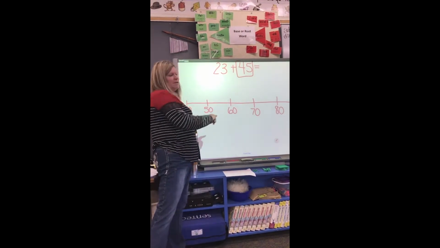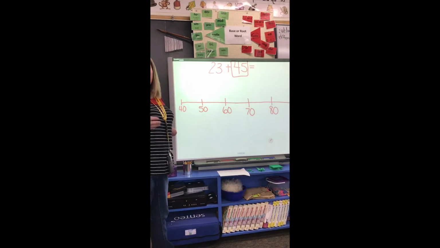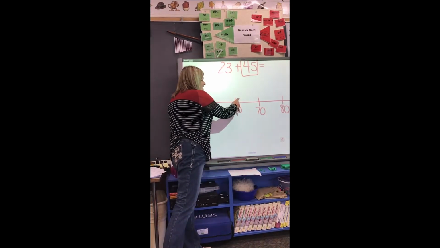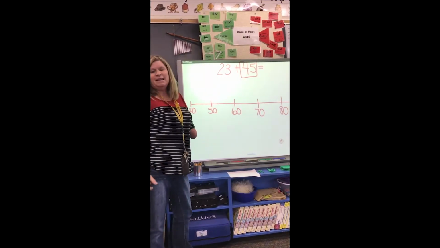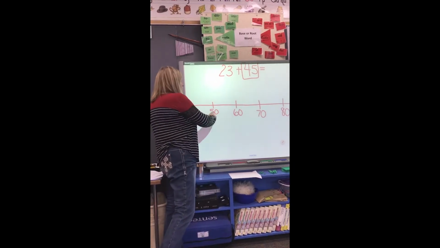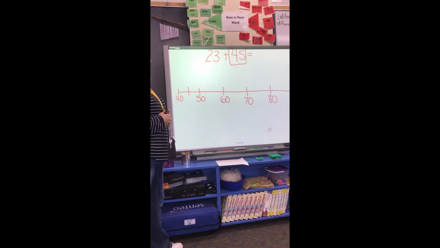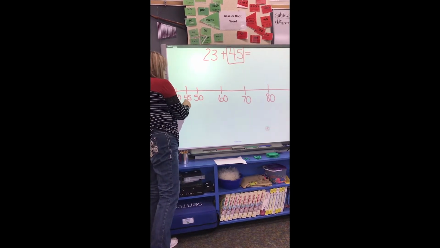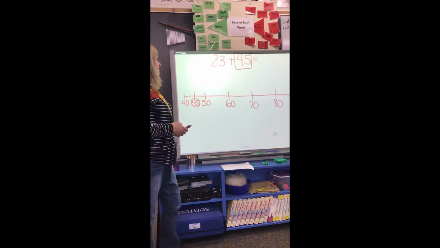We spend a lot of time looking at number lines and estimating where numbers fall on a number line. So if we were starting at 61, we would teach kids that their line should be closer to 60 than 70. In this instance, my problem is 23 plus 45. 45 is halfway between 40 and 50. And so that's where I'm going to start. And I might just circle that so I know that that is my starting place.